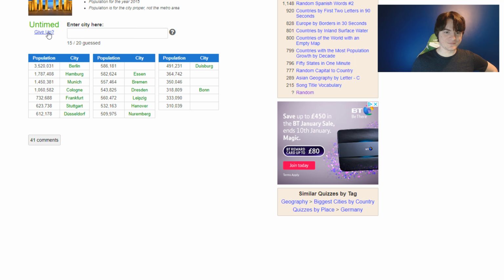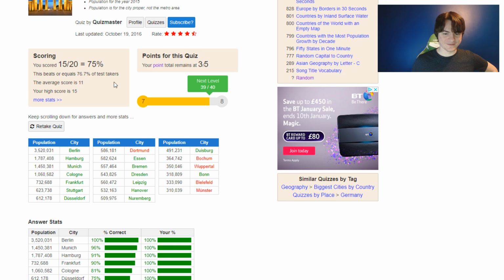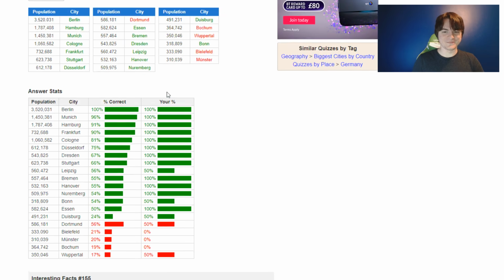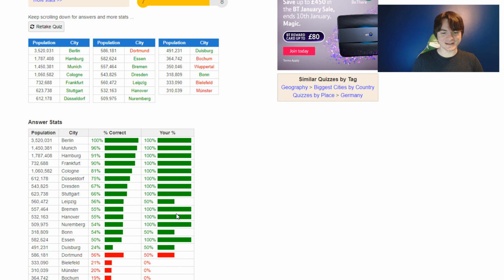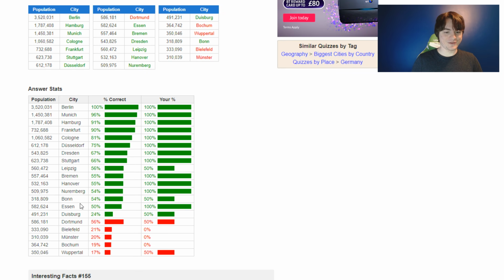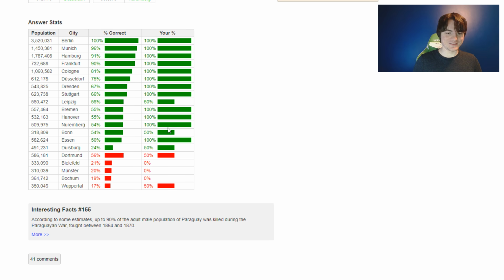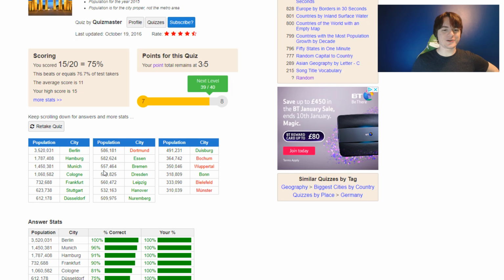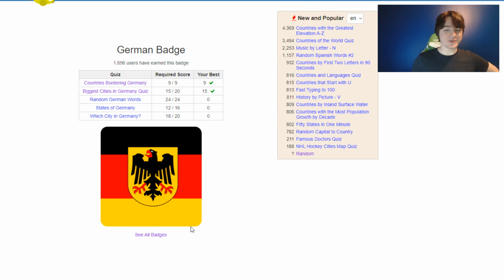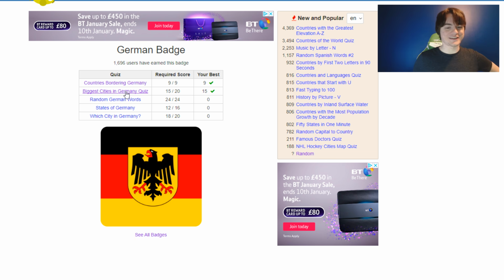Oh, that's not right. Give up. Does that still count? I got 15. Whatever. It's all good. So as you can see, we got 15. We missed out Dortmund the second time. But yeah, Duisburg is a really rare one. The rarest one that I actually got last time was Wuppertal. Last time I got Wuppertal and it was actually the rarest guess of the entire quiz. So, I might not know all 20 of the biggest German cities, but I know the rarest of them. So that's my tick earned right there.